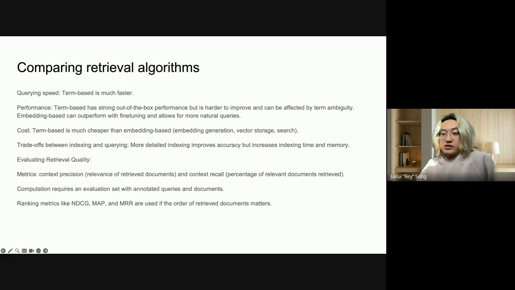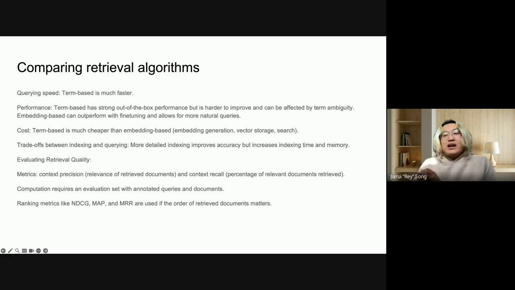Another critical factor is cost. Term-based retrieval is significantly cheaper than embedding-based retrieval. The latter incurs costs associated with generating embeddings, vector storage, and the vector search operations themselves. These costs can sometimes be a substantial part of an application's infrastructure expenses. It's also important to consider the trade-offs between indexing and querying. For both types of retrieval, a more detailed index can lead to more accurate retrieval, but this often comes at the cost of longer indexing times and increased memory usage.